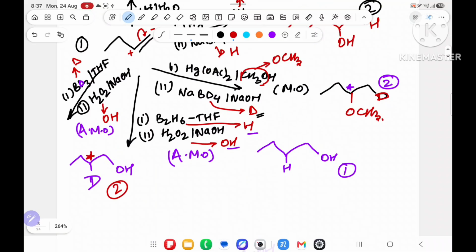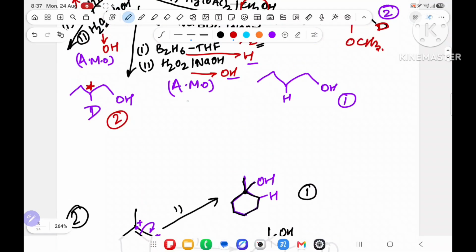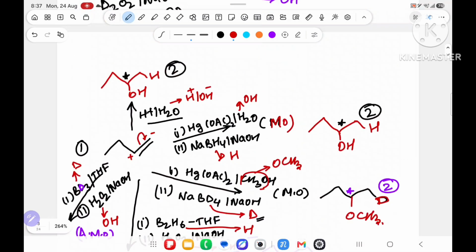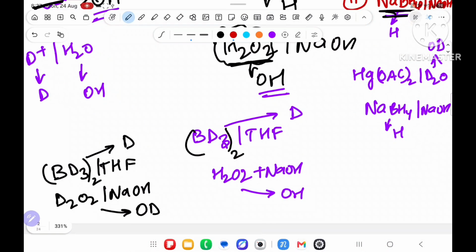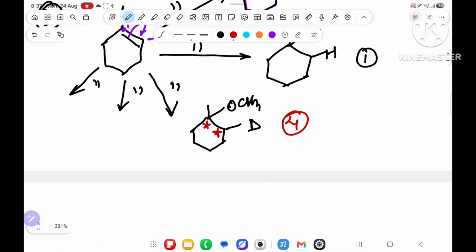Next part, I have taken what? BH3. Anti-Markovnikov's rule, but this will do syn addition. What it will do? Syn addition. Written now over here especially for this hydroboration oxidation. Syn addition, syn addition. Yes sir. So it will do syn addition.